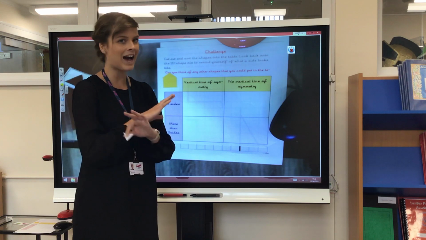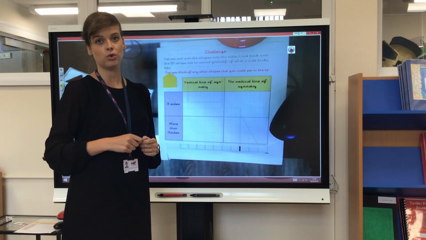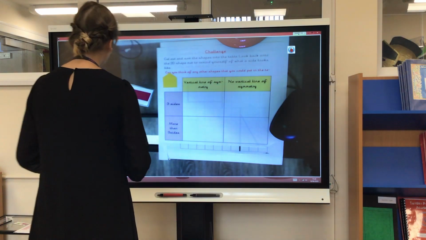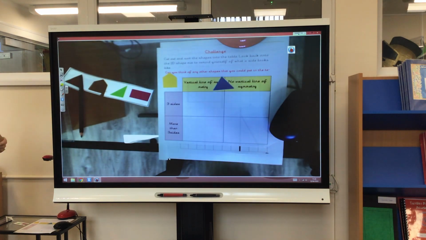of symmetry. That means that it has not got a line of symmetry. That shape will not look exactly the same if I draw that vertical line of symmetry on it. So let's take a look at this shape. This is a triangle.